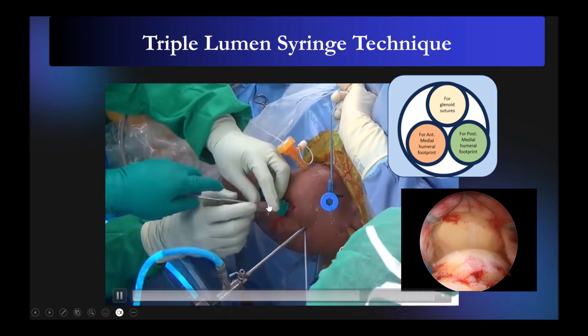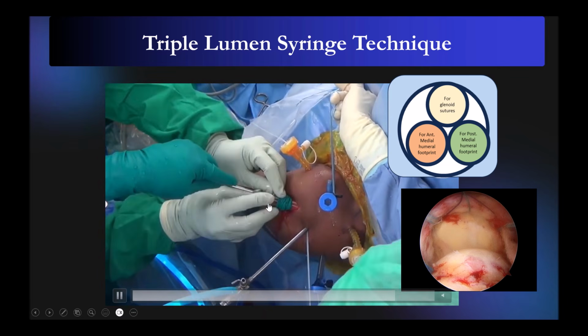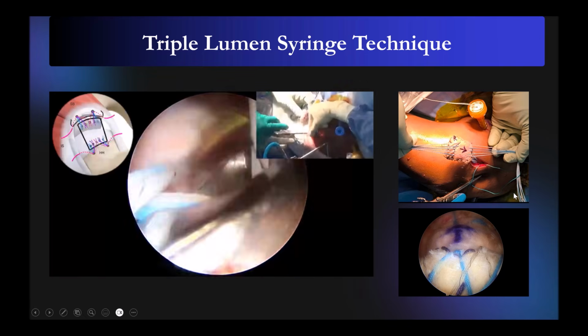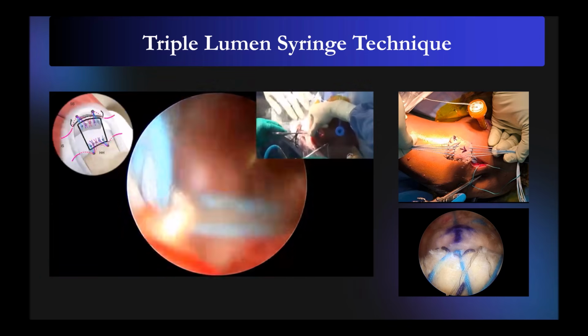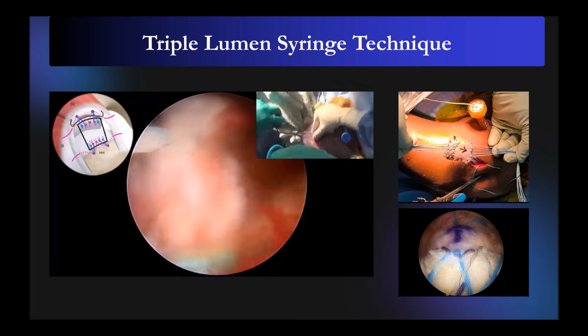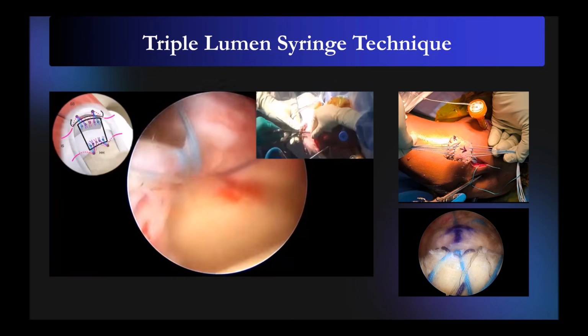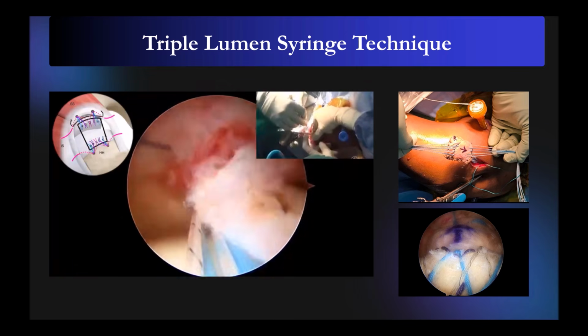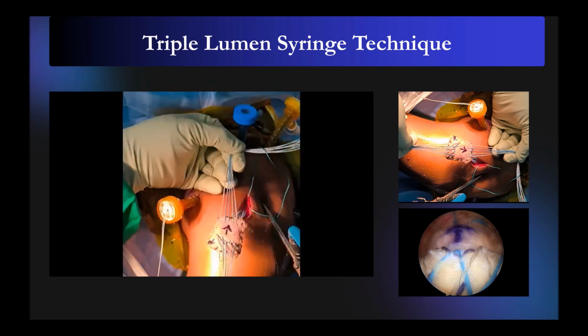I put the 10 cc syringe and make a triple lumen for my suture management, right? So that is a way to do that. So you pass the graft into the joint, okay, and you tie the supraspinatus and the rest of the tendon over your graft. This is your graft.